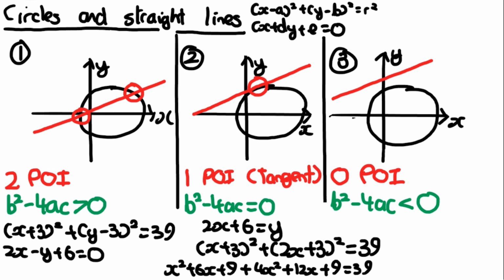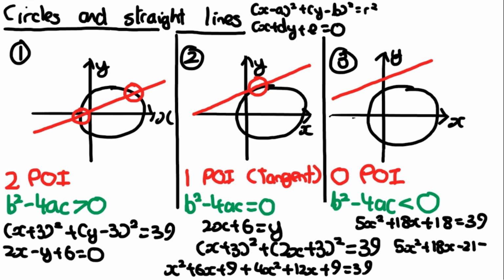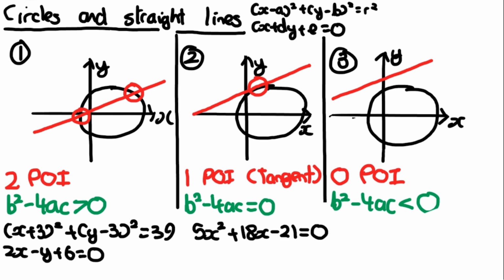We can simplify this by collecting like terms to make 5x squared plus 18x plus 18 is equal to 39, and then we bring the 39 onto the other side to make 5x squared plus 18x minus 21 is equal to 0. I just had to clear some space, otherwise I wouldn't be able to fit it in.